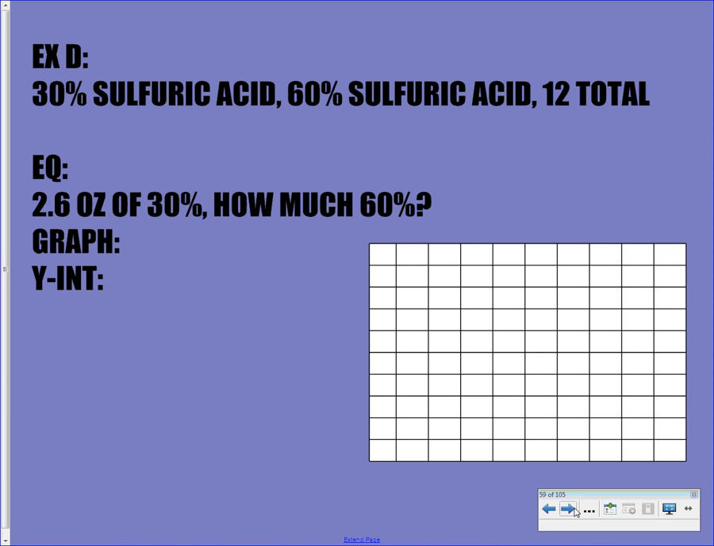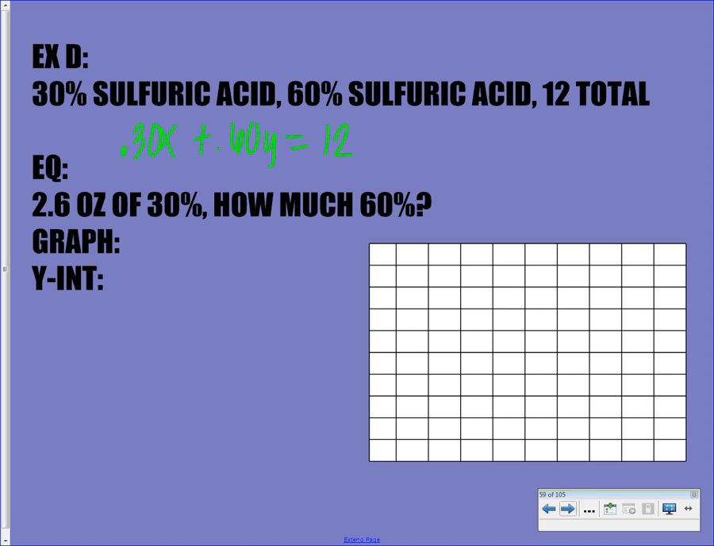Example D talks about Mikey in chemistry class. He's got a 30% sulfuric acid solution and a 60% sulfuric acid solution. He wants to mix them together, so he's got 12 ounces. We're going to let X be the 30% and Y be the 60%. So my equation will say 0.30X plus 0.60Y equals the 12 total. So I've got 30% plus 60% is going to equal my 12 that I have total.